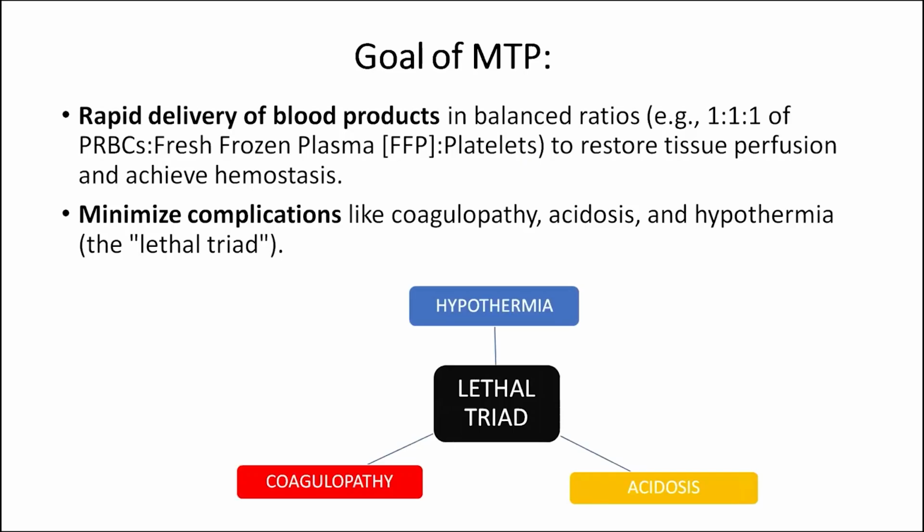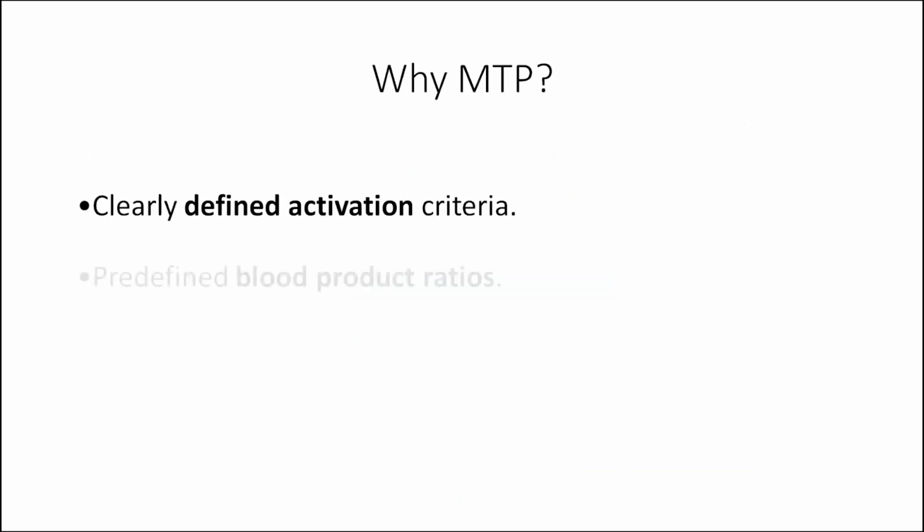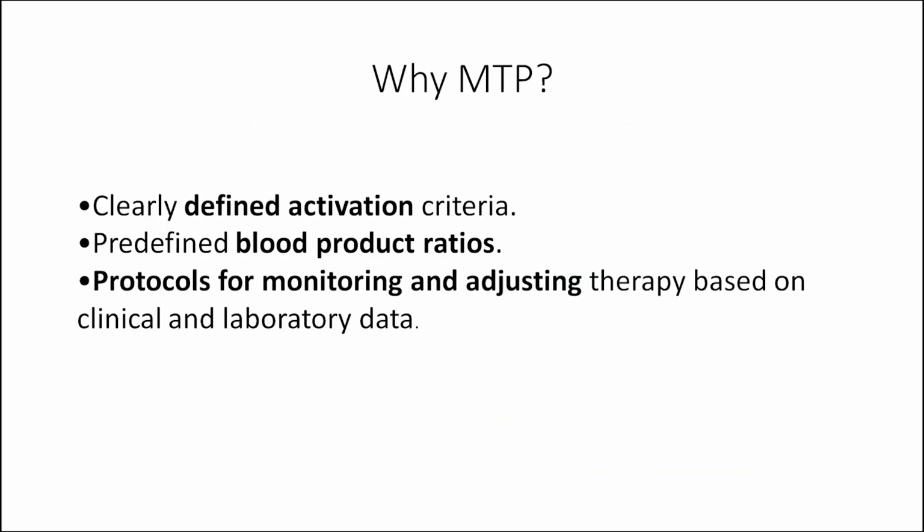Remember, if they ask you about the lethal triad, the diamond of death includes hypocalcemia. So this is about the focus or the need for MTP. Why MTP? Because it's a very structured format with clear criteria which activate the MTP protocol. You have a predefined blood product ratio, and protocols for monitoring and adjusting the therapy based on clinical and laboratory data. You are reassessing. So these are the 3 reasons why MTP is necessary. It is a structured approach with clear guidelines for activation and stoppage, and you get blood products in a fixed ratio. That is one of the major advantages of MTP.